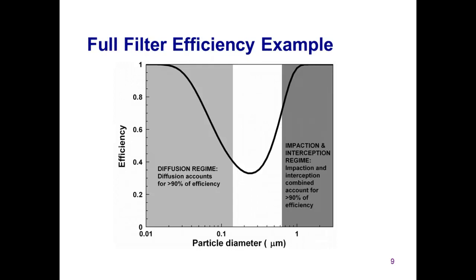This is a typical curve for the total efficiency of a medium efficiency filter, this time on a linear scale, versus particle diameter still on a logarithmic scale. Here we are defining efficiency as a fraction ranging from 0 to 1. We could also define efficiency on a percentage basis ranging from 0% to 100%.